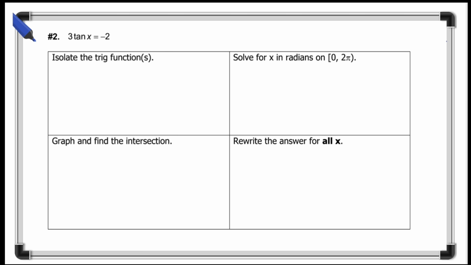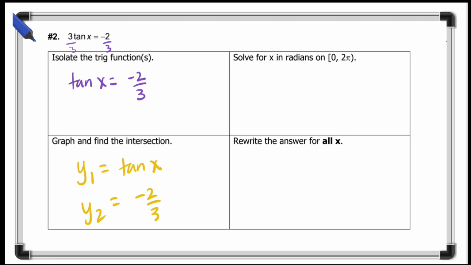Okay, so in this question, again, isolate your trig function. So we're going to divide both sides by 3. So you're going to get tangent of x is equal to negative 2/3. Again, in order to solve, we're going to graph and then find the intersection. So in y1, we're going to put in tan of x. And in y2, we're going to type in negative 2/3. Again, we're doing this because this is not on our unit circle, so we're going to go ahead and graph this.